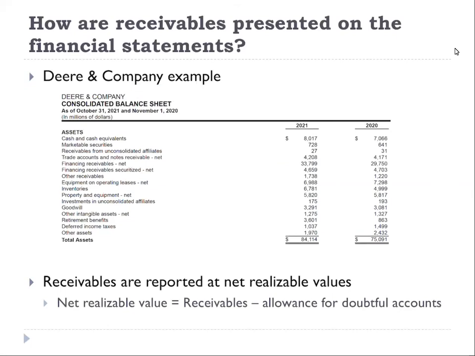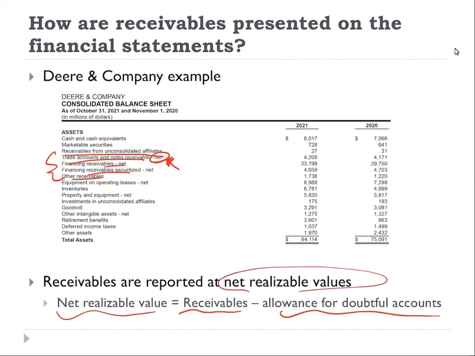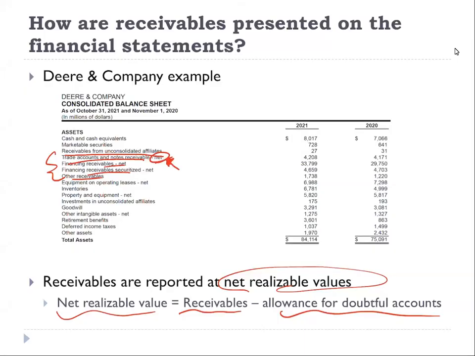And we have talked about accounts receivable and notes receivable. So how are receivables presented on the financial statement? Here's an example from John Deere's. As you can see here, we have receivables. All of those are receivables of the firm, and they are presented at their net value, which is receivables minus allowance for doubtful accounts. This is also called the net realizable value of those receivables. So they're reported at the net realizable value. Yeah, so this is all for this chapter.